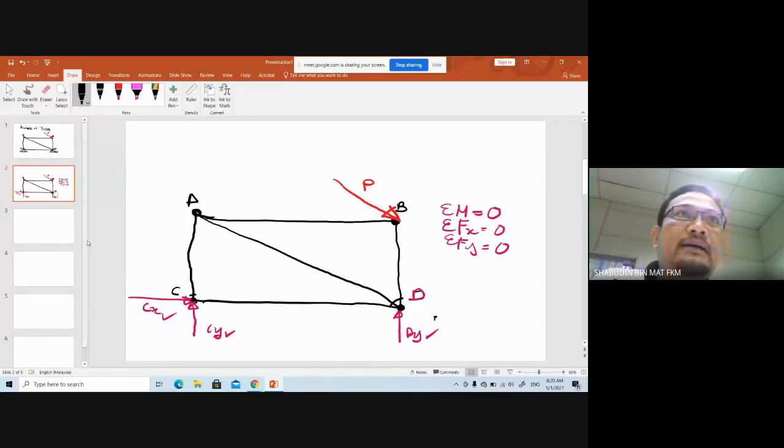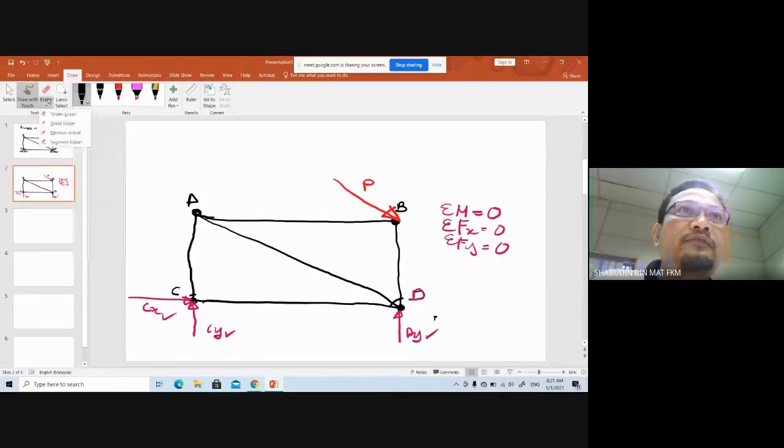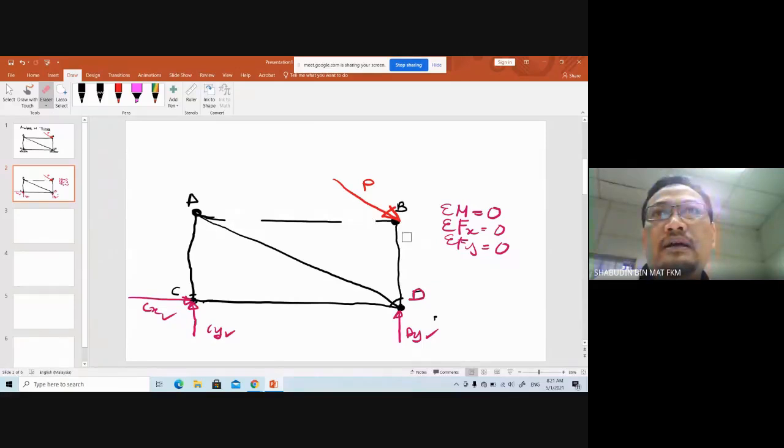Then what we call the joint method is where you do the analysis at the joints. The joints are A, B, C, D. The first thing to do is you assume all the forces are in tension. Okay, all the forces, all the members are in tension. Okay, assume that.